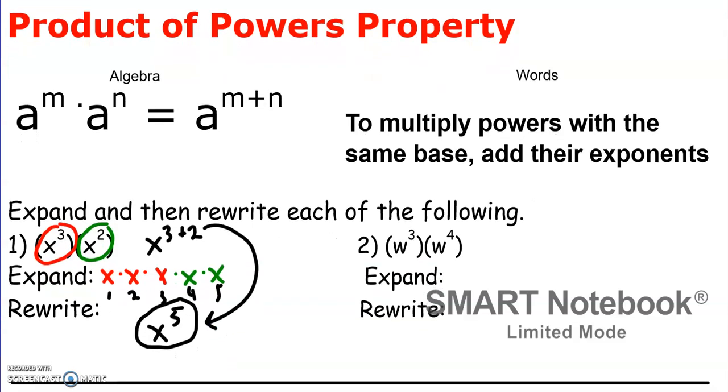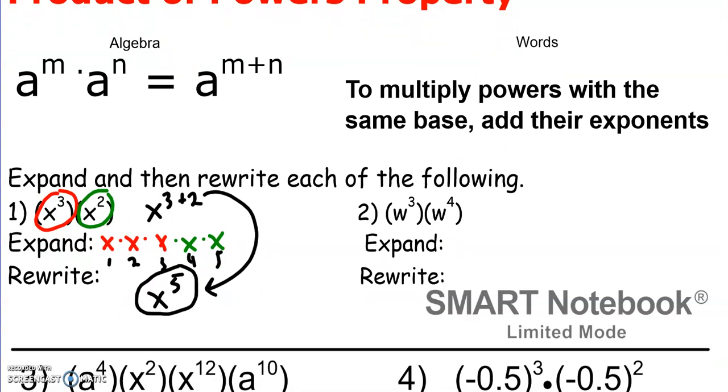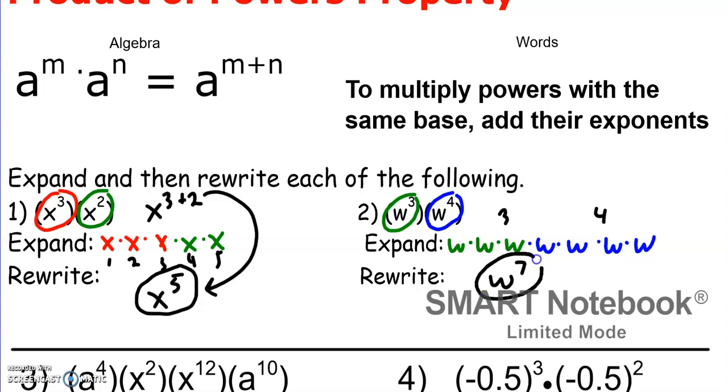Over on the right-hand side, we have w to the third times w to the fourth. If I have w to the third, I could write it in expanded form, w times w times w. Multiply that with w to the fourth, so w times w times w times w. Now I need to see how many I have. Well, I had 3 in green, I had 4 in blue, so I get 7. So I get w to the 7th. And again, 3 plus 4 is going to give me 7.